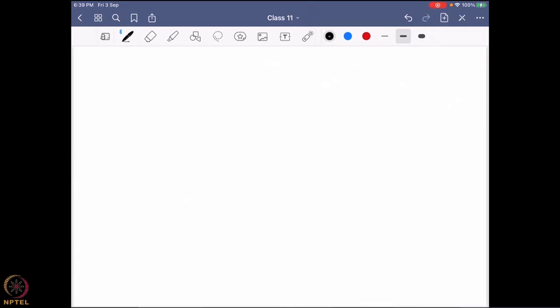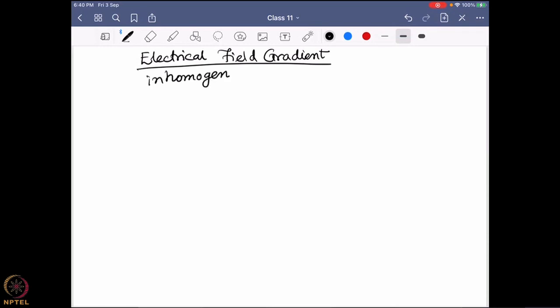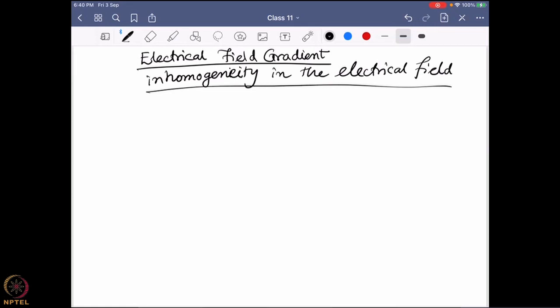So now, the actual factor that is going to affect over here is known as electrical field gradient. What is an electrical field gradient? Very roughly, as an overview term, we can say it is nothing but the inhomogeneity in the electrical field. Electrical field coming from where? From the s electron density penetrating the nucleus. And that one is going to interact with your nucleus.